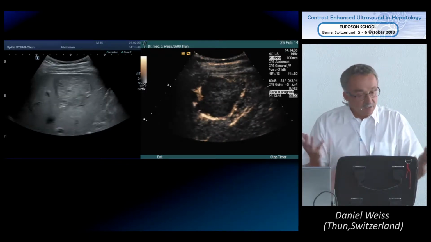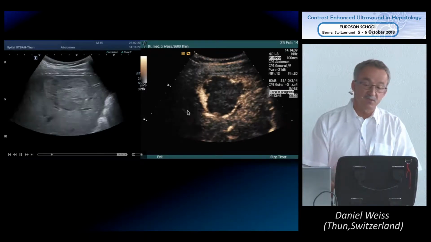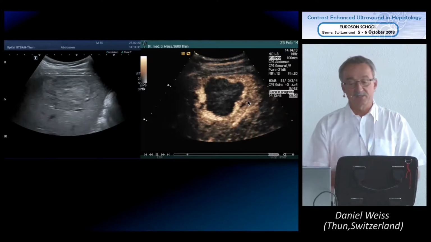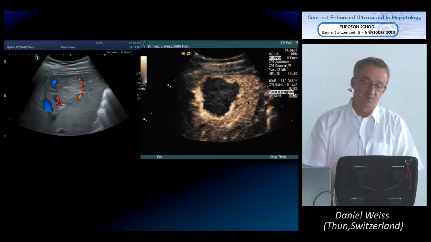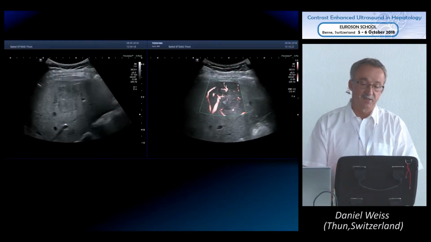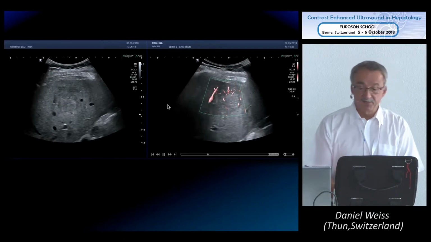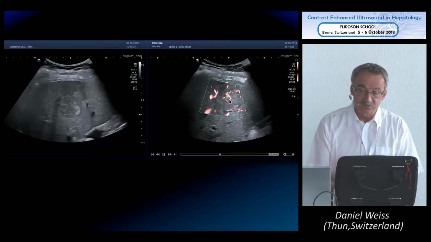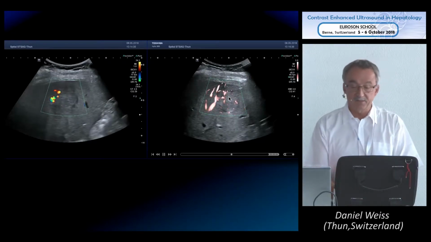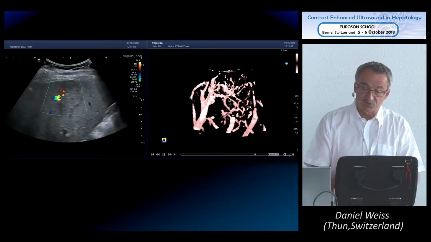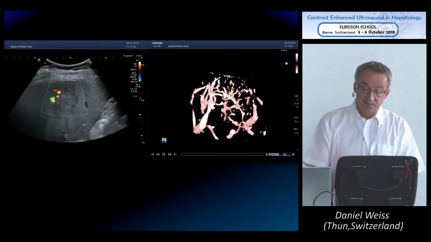This looks like, I don't know, maybe a hemangioma, maybe not, but after injection of a contrast agent, you can see clearly a hemangioma, so you don't have to do anything else. This is another situation. You have a tumor in the liver and you have a specific vascular pattern, a spoke wheel pattern, you see this? And you can even do this reconstruction with this machine.